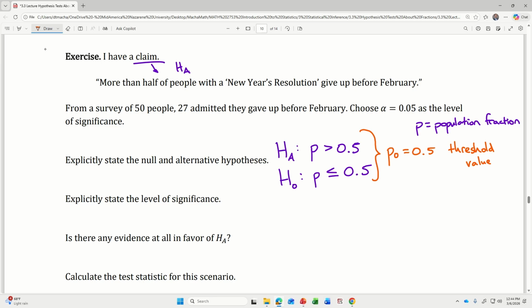Sorry, how do you get the threshold value? The threshold value is the number that switches from the null to the alternative hypothesis. So less than or equal to half, null; greater than half, alternative. The place where I switch from here to here is 0.5.